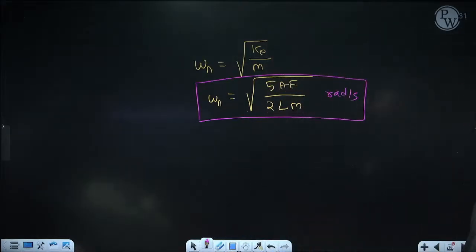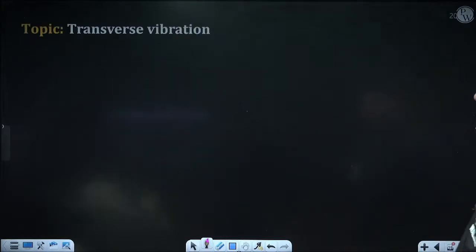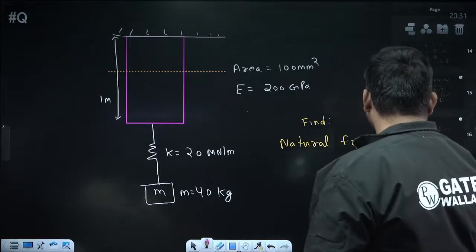Now one more question I am discussing. Here we have to calculate natural frequency in hertz. So first we'll calculate in radian per second, then we can convert that into hertz. So I am drawing this diagram separately first.